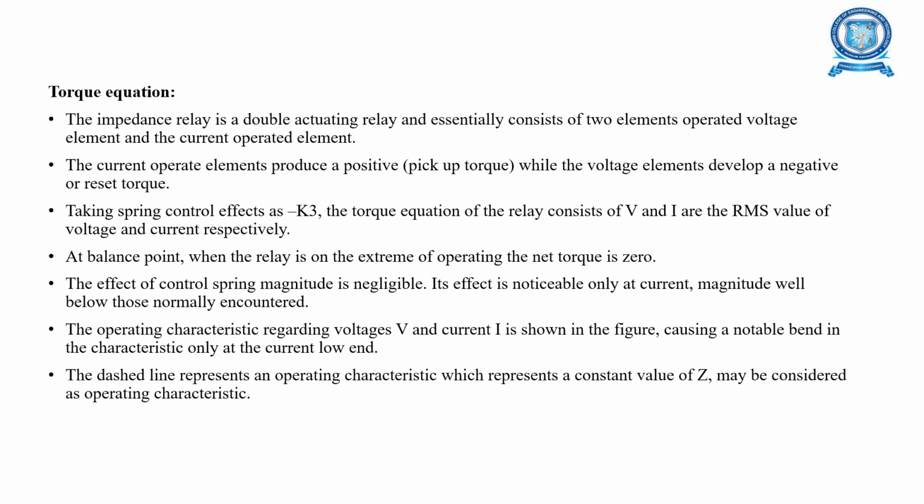Torque equation. The impedance relay is a double actuating relay and essentially consists of two elements, a voltage element and a current element. The current element produces a positive torque, while the voltage element develops a negative torque. At the balance point, when the relay is on the verge of operating, the net torque is 0. The operating characteristic regarding voltage V and current I is given; there is a notable bend in the characteristic only at the current low end.